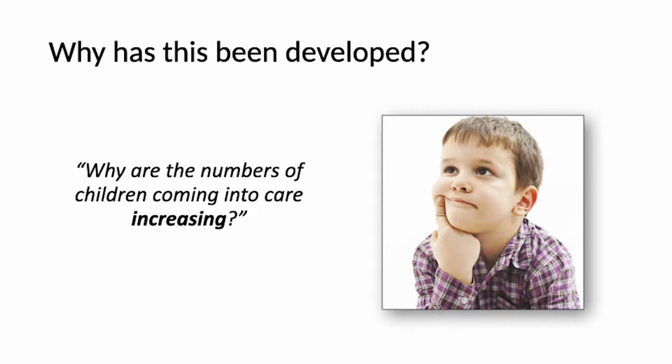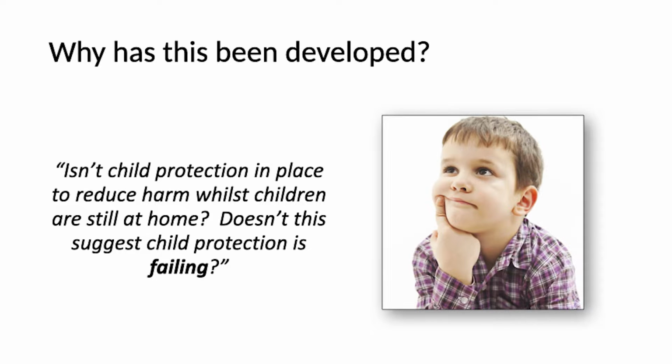I will start by explaining why effective child protection was developed. I was asked to explain how our numbers of children being brought into care were increasing. This was the argument. If child protection processes take place before a child is taken into care, with the aim of reducing harm, why are more children coming into care? Is this not an indication of a failure of child protection?